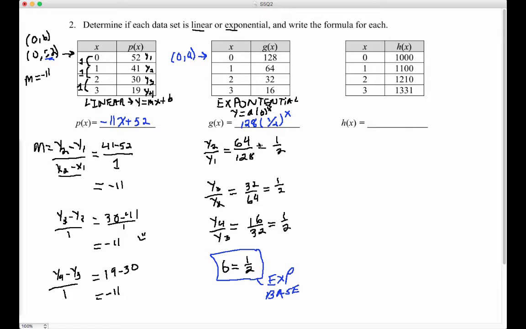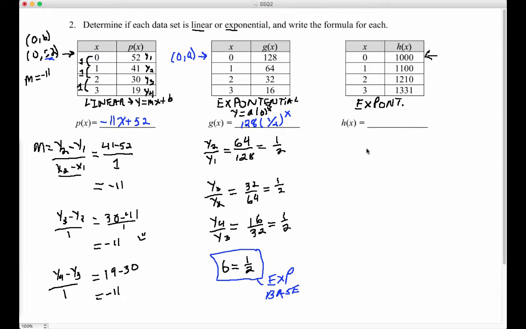All right, let's get on to h of x. So we take a look at h of x. Again, we're kind of in luck that they give us the initial ordered pair. But I can already see, looking at subsequent steps here, that the differences are not going to remain constant. 1100 minus 1000 is 100, but it's not 1200, it's 1210 to get to the next step. So it's not jumping up by a value of 100 every time. So I don't suspect that that's going to be linear. My suspicion, looking at the y values, is that we've got an exponential again.